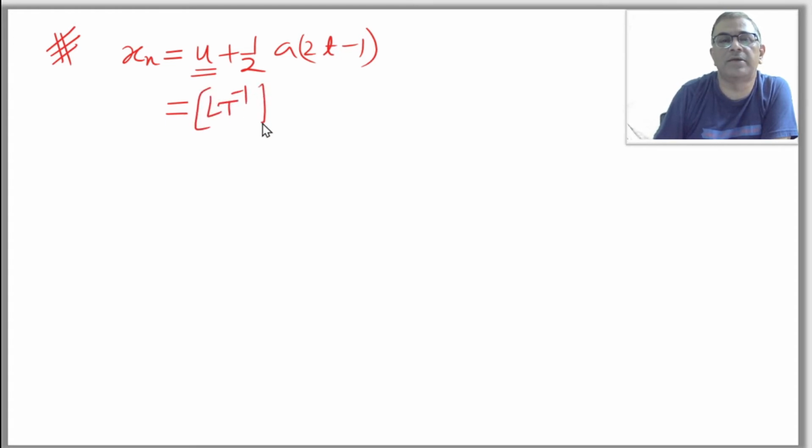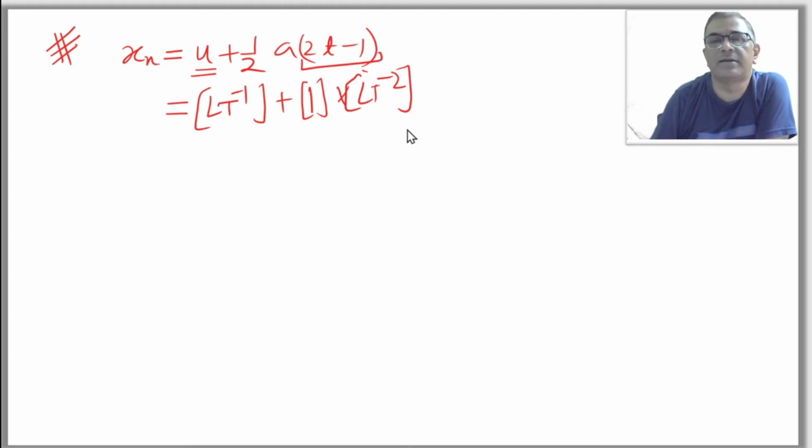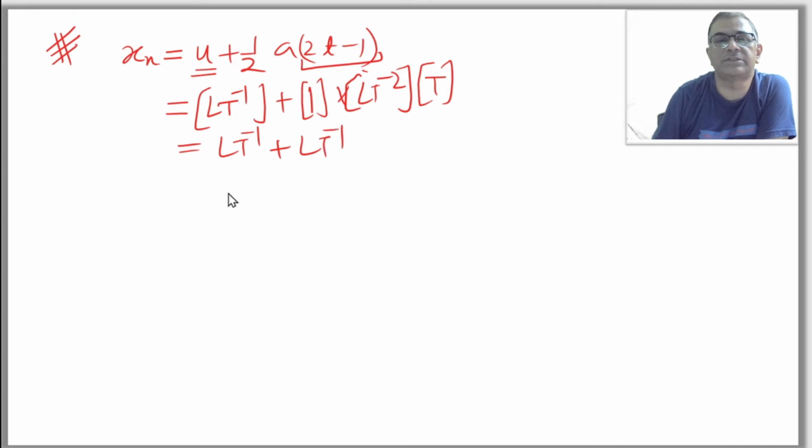And if I look over here, the dimensional formula of half is 1, the dimensional formula of acceleration is LT^-2, and the dimensional formula of this term, many people will not be able to justify that this is equal to T, and this is equal to LT^-1 plus LT^-1. This is the dimensional formula of the right hand side, equal to LT^-1.